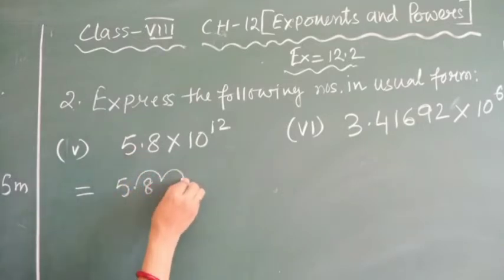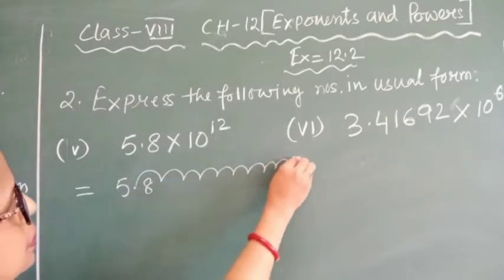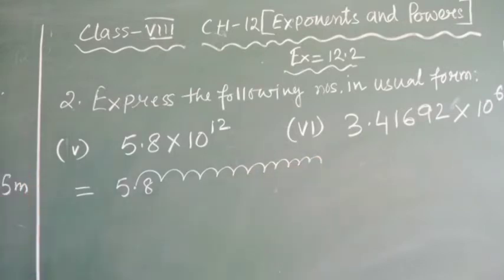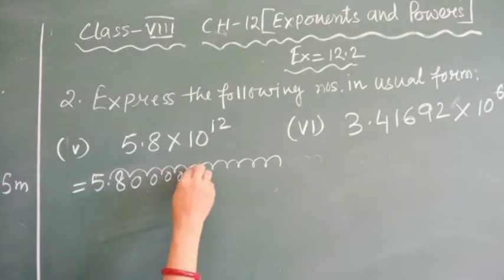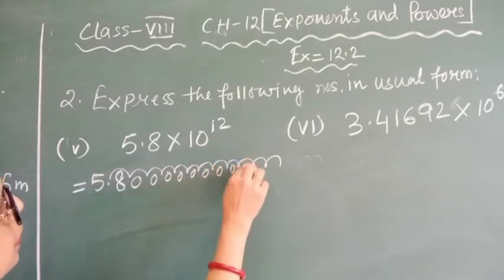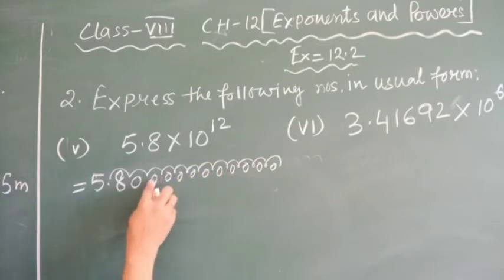1, 2, 3, 4, 5, 6, 7, 8, 9, 10, 11, 12. So including this 8, the point will move 12 places. That means 11 zeros will come here. You have to write 11 zeros here. So including 8, we have to write 11 zeros here. 1, 2, 3, 4, 5, 6, 7, 8, 9, 10, 11.